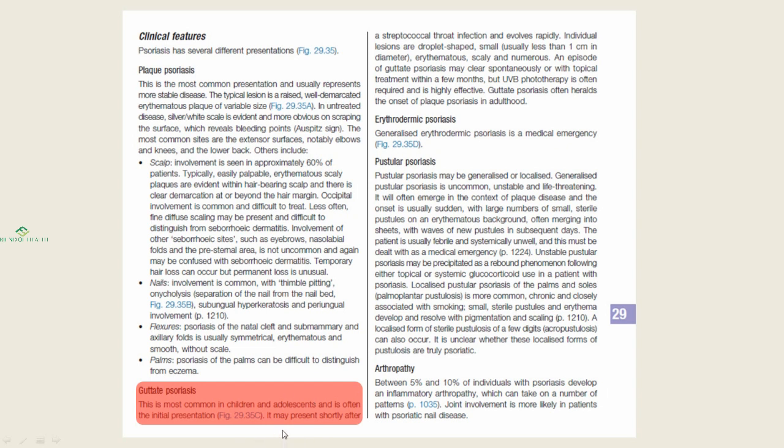You can see the nail changes of plaque psoriasis, thimble pitting. Nail involvement is common with thimble pitting. Such things are very interesting and important. If you see guttate psoriasis again, it may present shortly after a streptococcal throat infection and evolves rapidly. So a question can come from anywhere. You should be very much aware of the previous questions. Also, you should go back to the textbook, read such interesting facts, make notes and revise them.